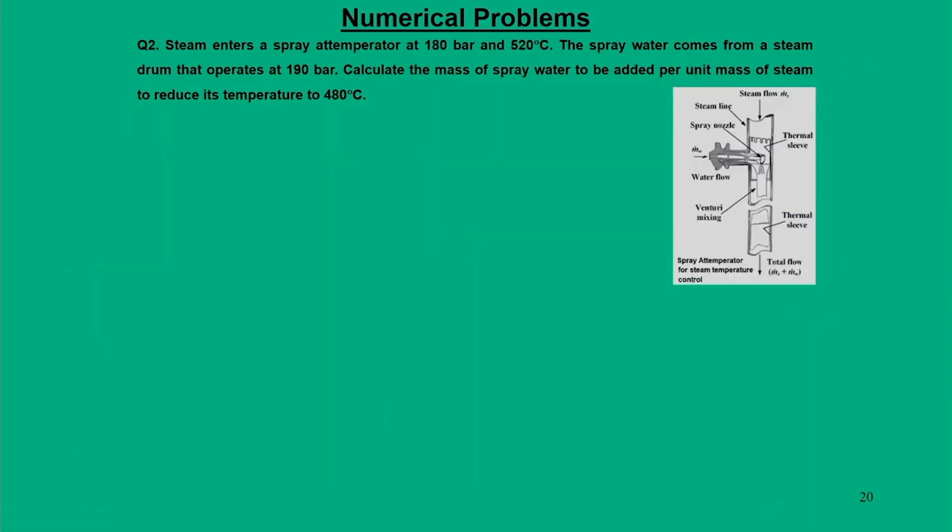Now, the next question is about the spray attemperator which regulates the flue gas temperature for the superheater unit. If you refer to this figure, on this side we have the secondary superheater and on this side we have the primary superheater. To regulate this, we have a spray attemperator for temperature control of the steam.